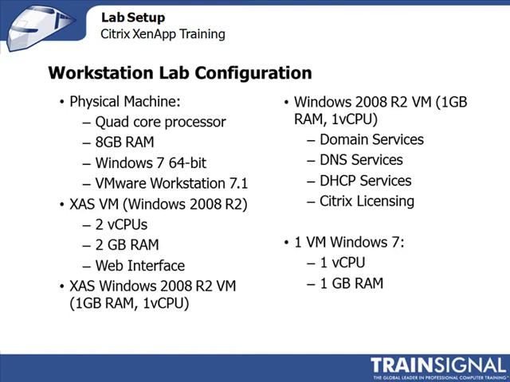I'm going to have one XenApp server version 6 running Windows Server 2008 R2. I'm going to give it 2 virtual CPUs, 2 gig of memory, and however much disk space it needs. I have plenty of disk space, about a 500 gig hard drive here. And this particular XenApp server is going to host my web interface server. It's also going to have XenApp server installed on it.